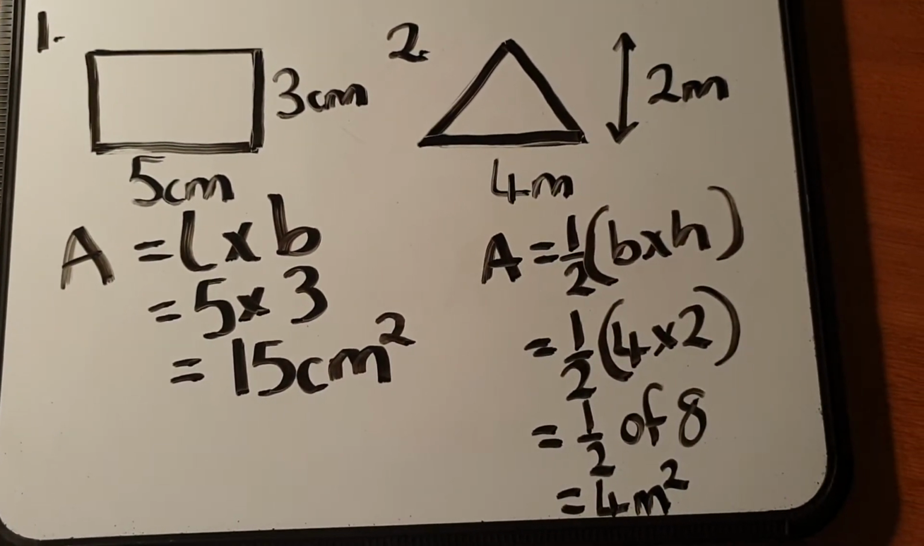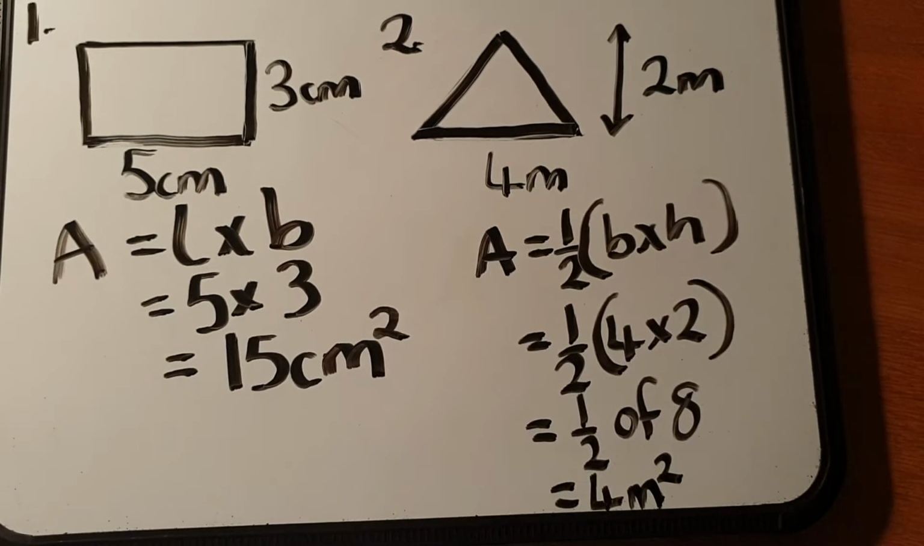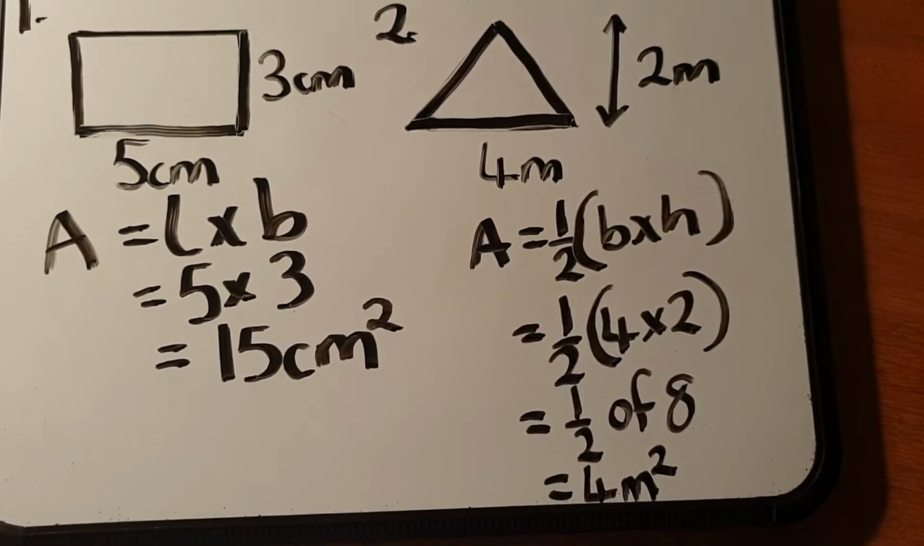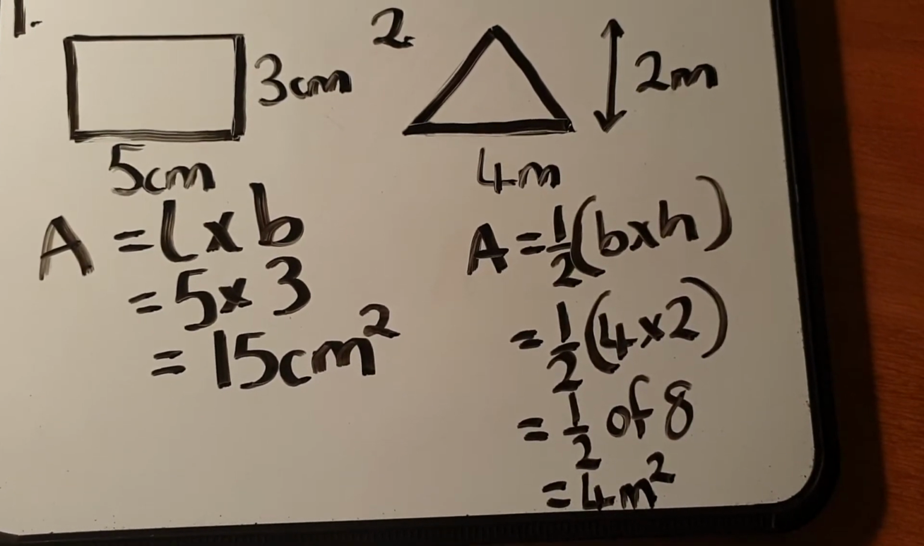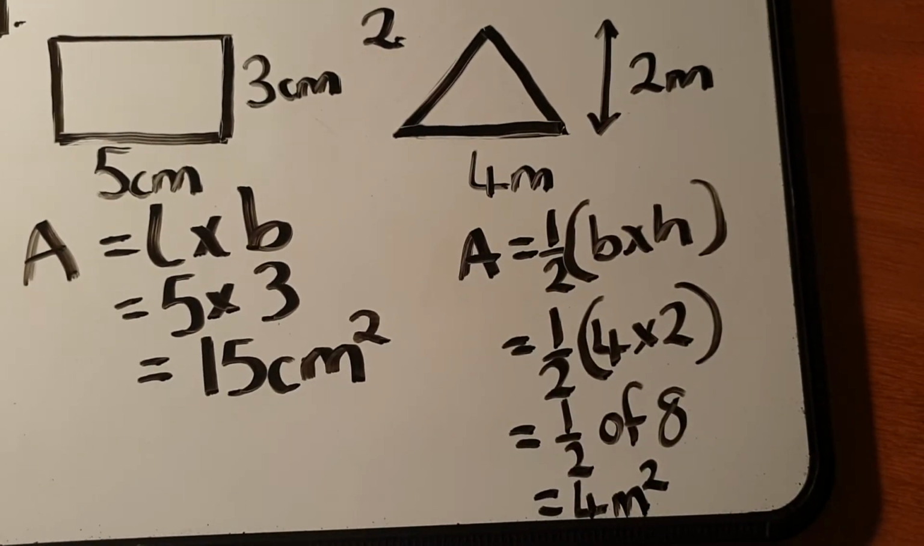Okay, so for rectangle, length times breadth, we just multiplied 5 and 3 together to get 15. And for the triangle, base times height and then half it. So 4 times 2 is 8, half of 8 is 4.